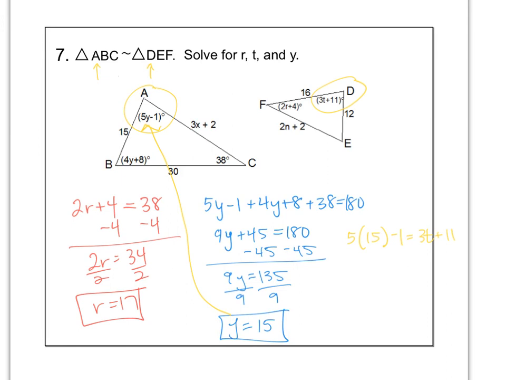So next, 5 times 15 is 75. 75 minus 1 equals 3t plus 11. 74 equals 3t plus 11. Minus your 11. And 63 equals 3t. Divide by 3. T equals 21. Boom, we did it. I think we solved for all the things they asked: R, T, and Y.